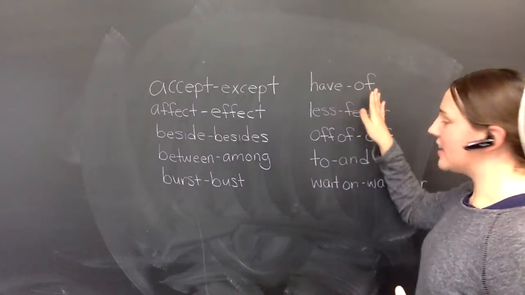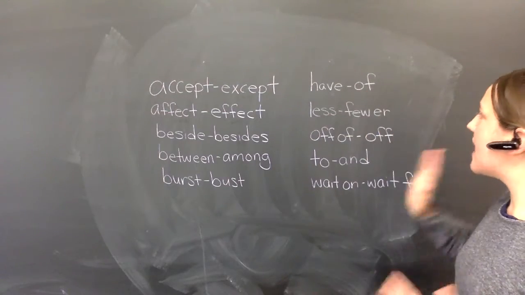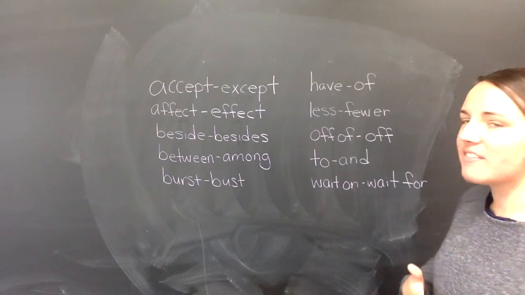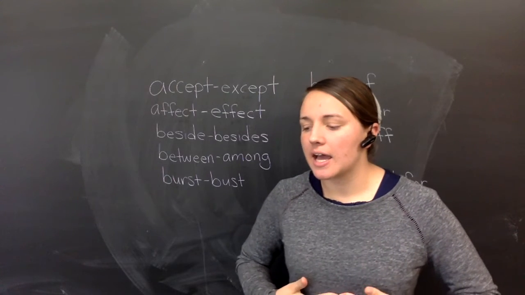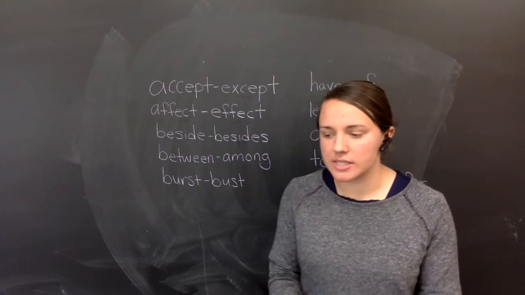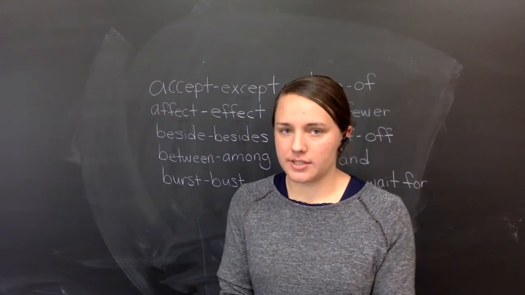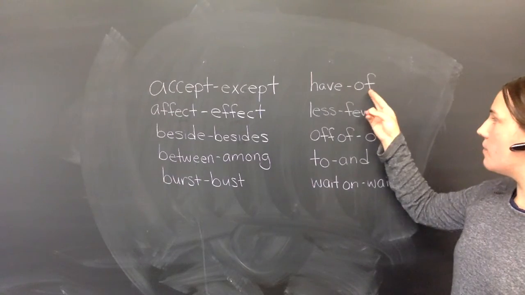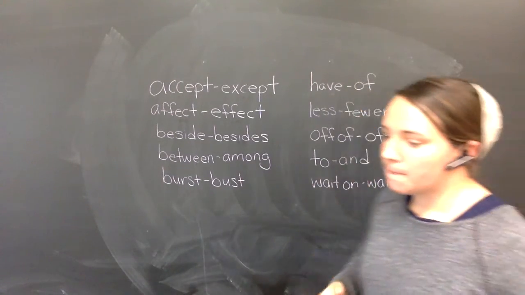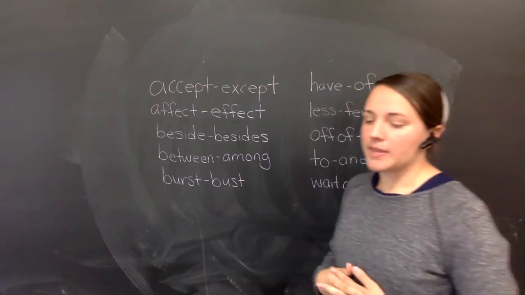Now we have of and have. Of is a preposition and should never be used instead of the helping verb have. For example, you shouldn't say, I could of gone to school today. You should say, I could have gone to school today, not I could of. Do not use the preposition in place of the helping verb.